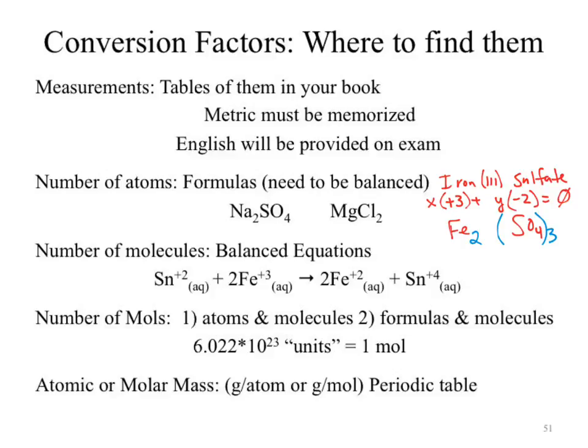The next big one is your number of moles. Moles can come from a variety of places. You can get it from atoms and molecules. Because mole is just a counting of them. We can also get it from our formulas and our molecules. If I give you 1 mole of iron sulfate, how many moles of iron are there?